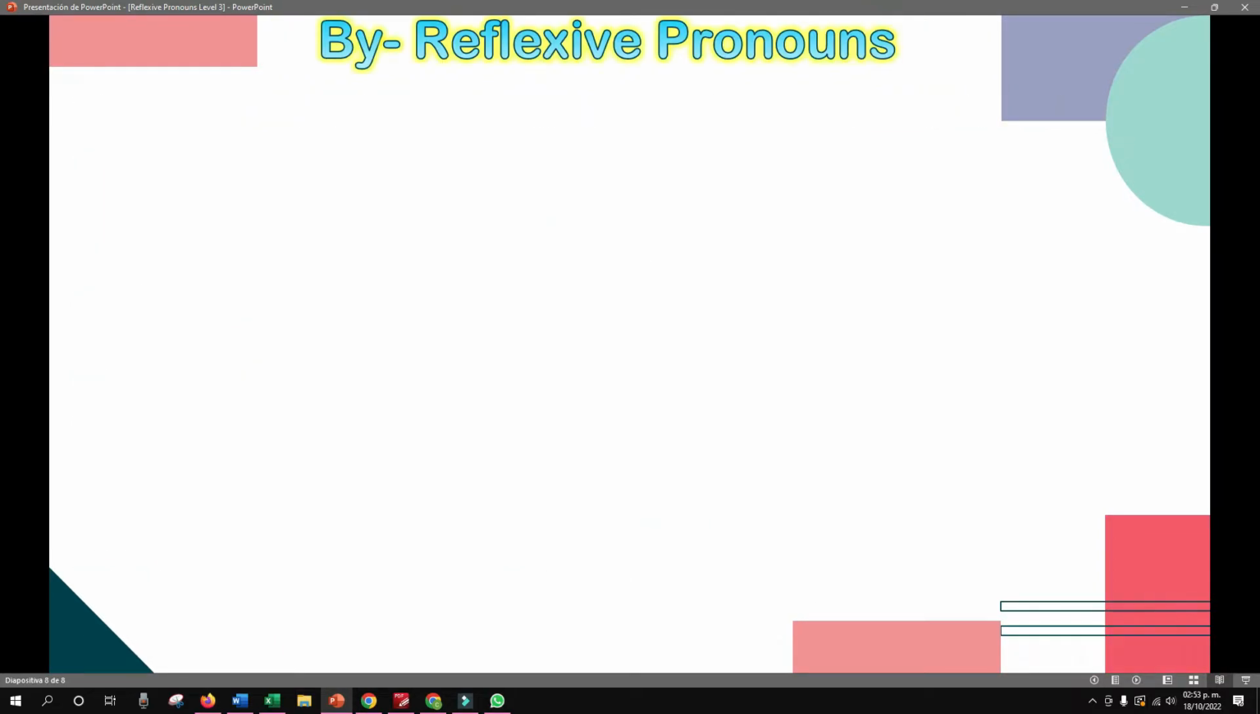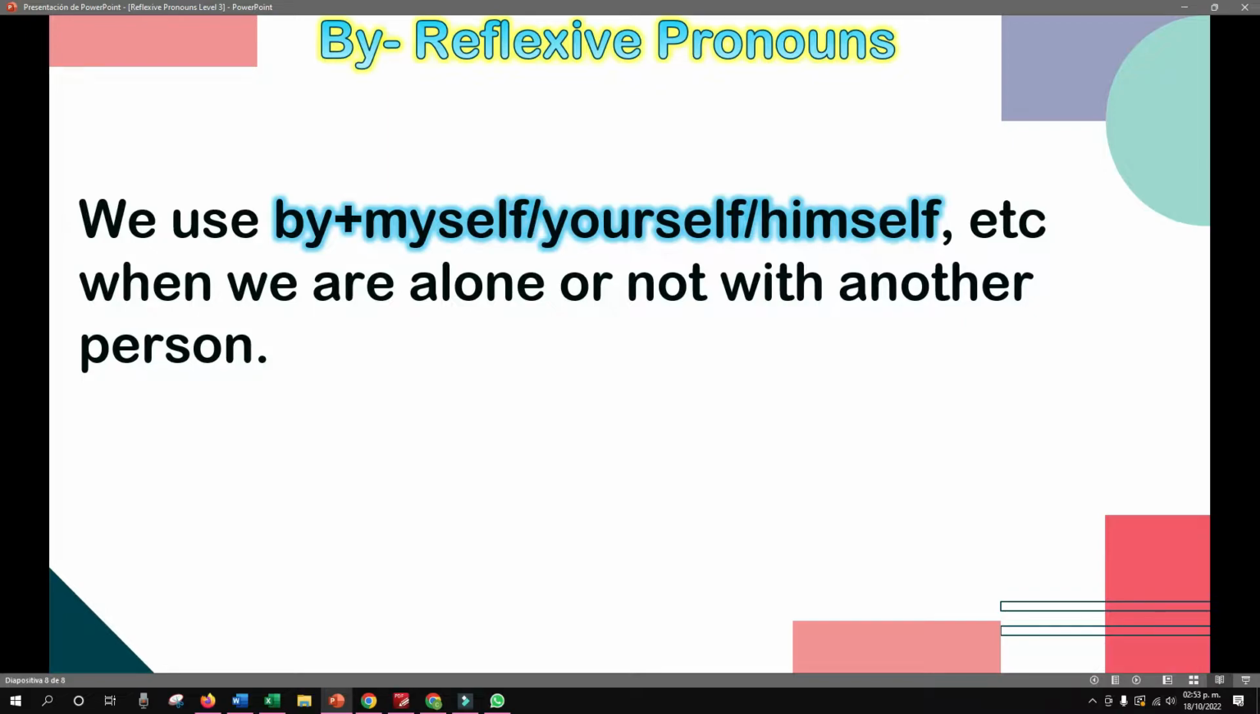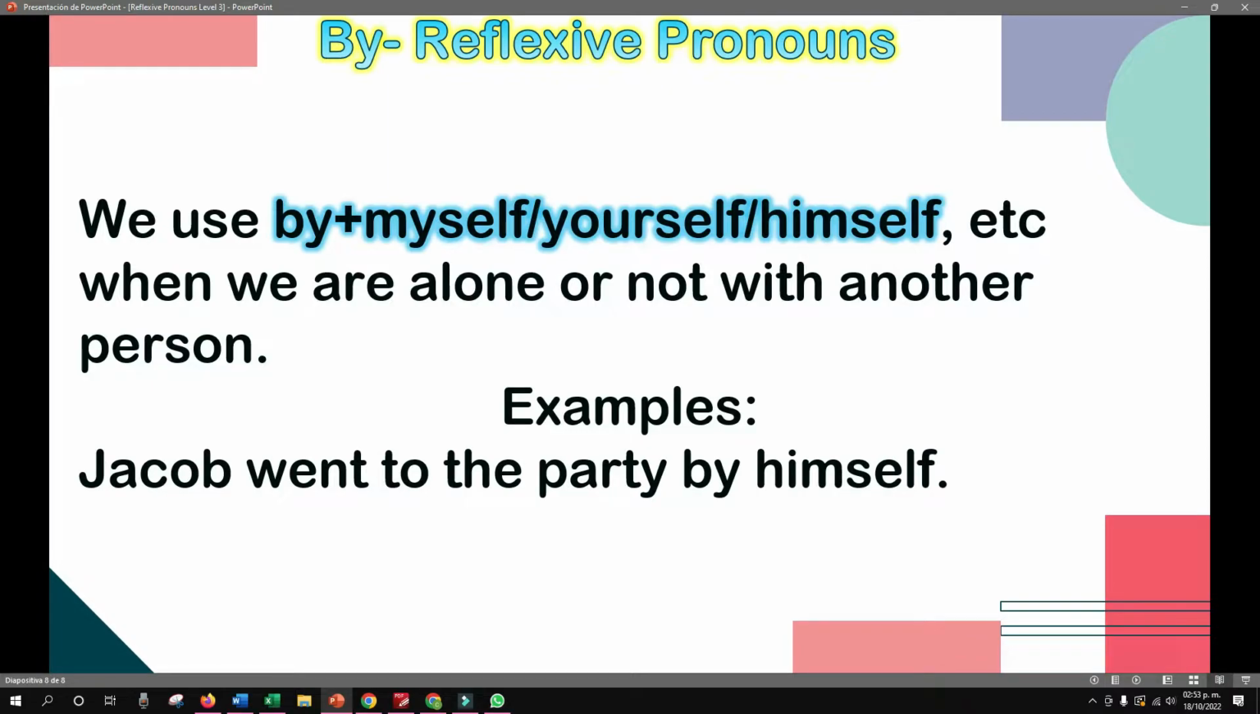So, by reflexive pronouns, we use by plus myself, yourself, himself, etc. when we are alone or not with another person. También nosotros podemos utilizar esta palabra by. You can say by myself or by herself, ¿verdad? Cuando nosotros estamos solos o no estamos con otra persona. For example, Jacob went to the party by himself.